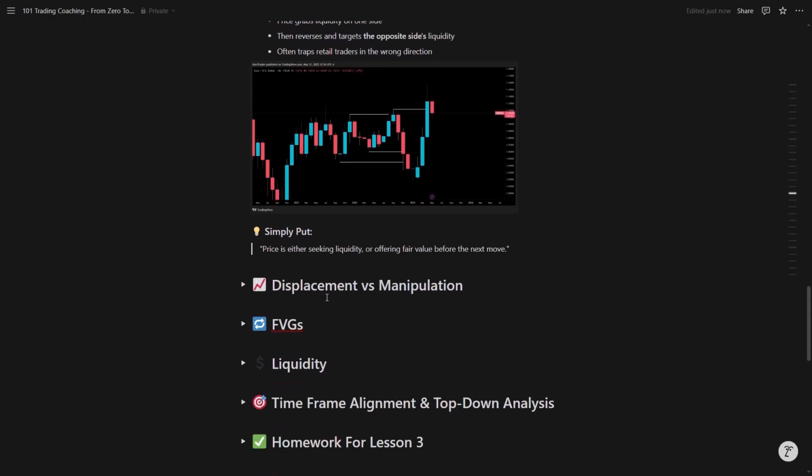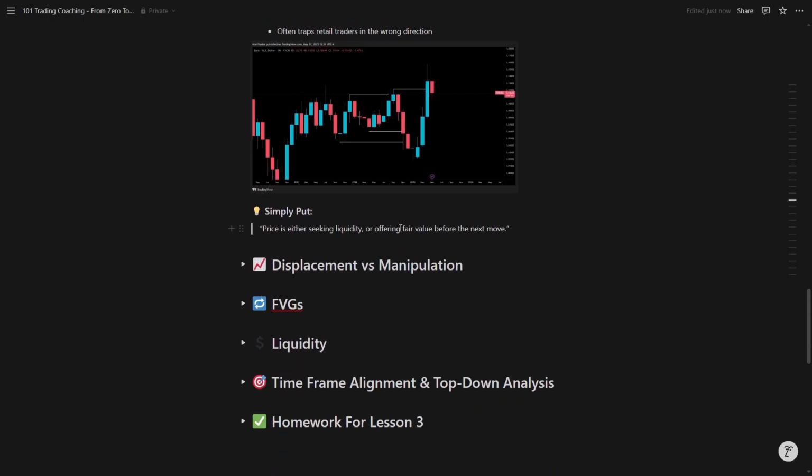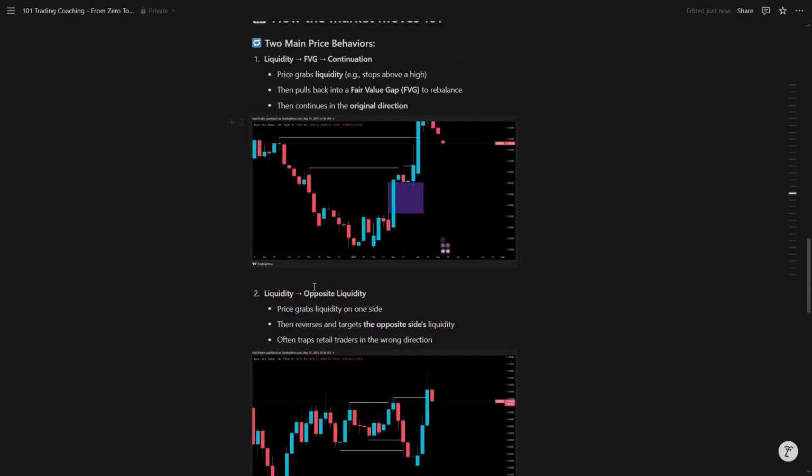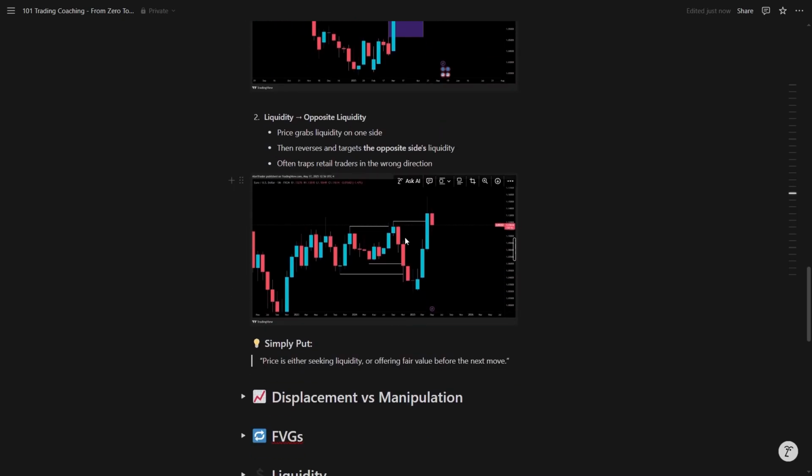So yeah, simply put, price is either seeking liquidity or offering fair value before the next move. That's really it. And when you see this happening in front of your eyes, that's when you can capitalize on it. Sometimes you will not be able to see it. Sometimes it will not be clear. Then you don't want to trade. You simply want to wait until you can see it and it becomes clear. That also comes with experience.